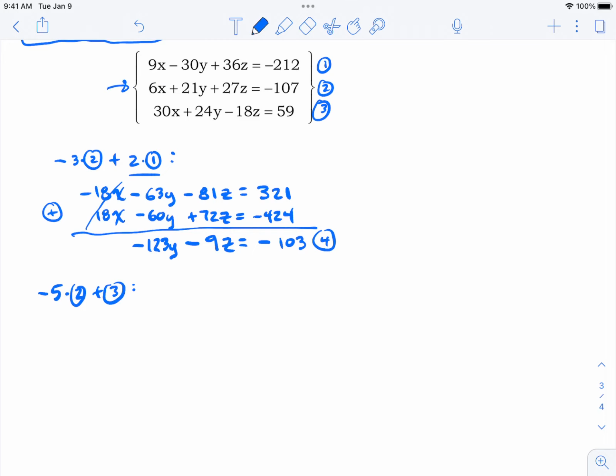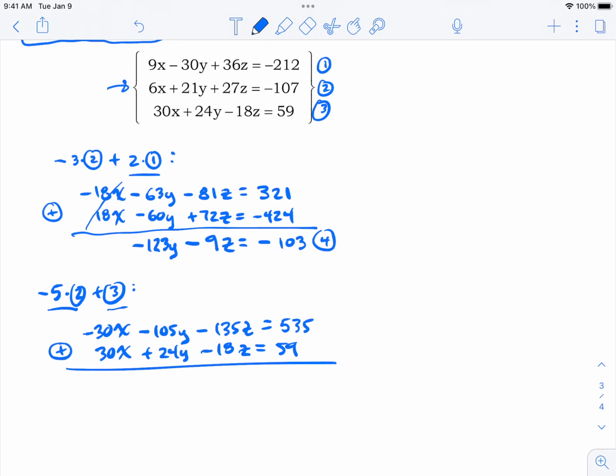So reading across equation 2 here, but multiplying everything by negative 5. That's a negative 30x. Negative 5 times 21, that's a negative 105y. Negative 5 times 27, that's a negative 135z. Negative 5 times negative 107, that's a 535 positive. The numbers are getting big enough to want to grab out a calculator, right? Okay, so anyway, and then equation 3 as is. So bottom equation as is. 30x plus 24y minus 18z equals a 59. Okay, we're ready to add those two equations.